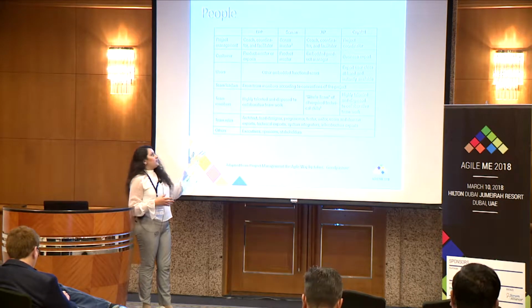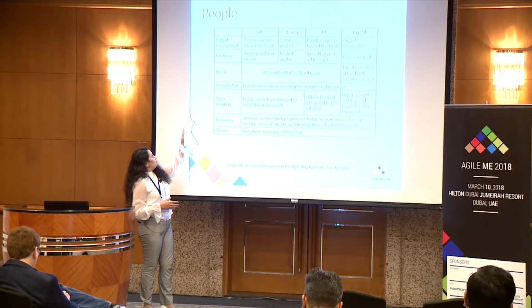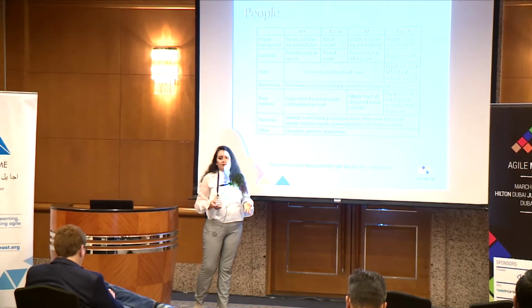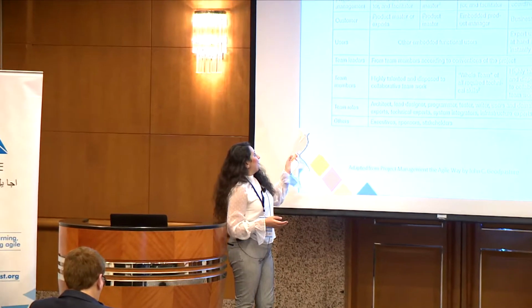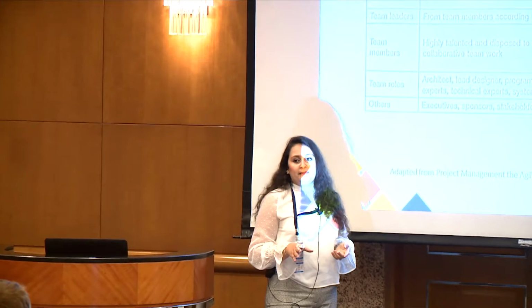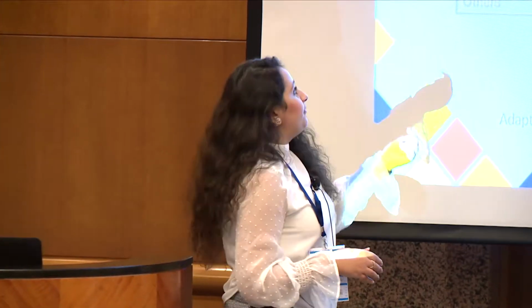So here we see the difference in project management just in terms of naming. For example, in the traditional, we have a project manager, while in Scrum, we have a Scrum master, or we have, for example, coach in XP and EVO. So this just gives you a whole comparison between the different concepts.